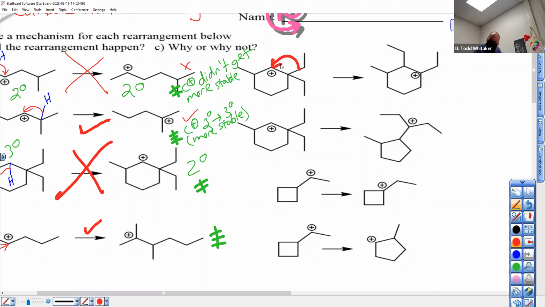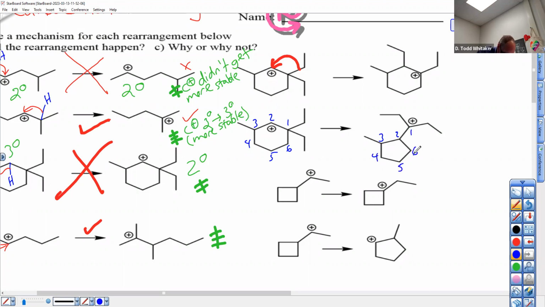I'm going to put some numbers so you can see what's going on. We got blue for numbers. Let's just use the nomenclature numbers. 1, 2, 3, 4, 6. And the one with the methyls, that. The one with the diethyls, 1, 2, 3, 4, 5, 6.